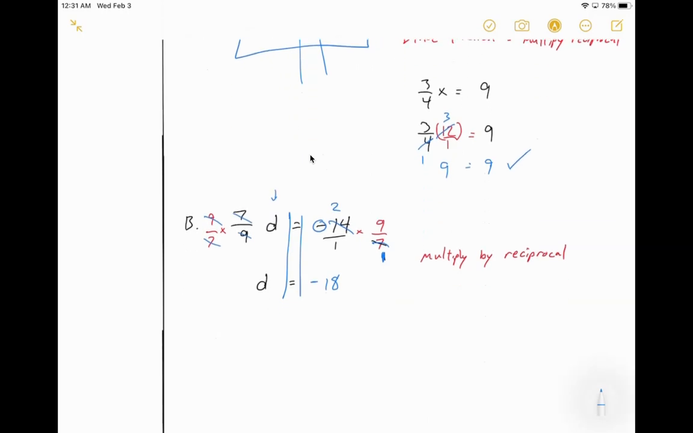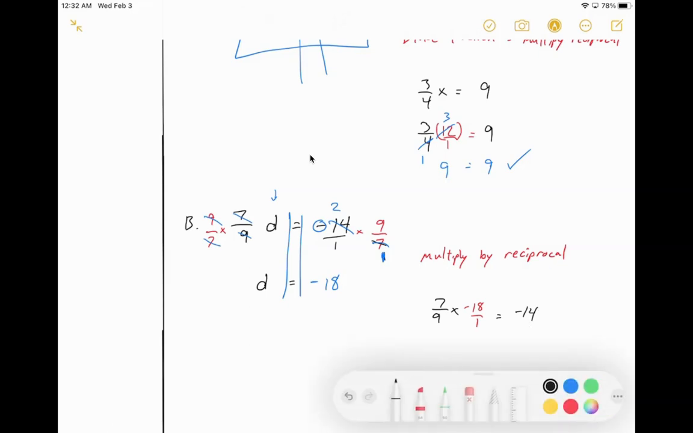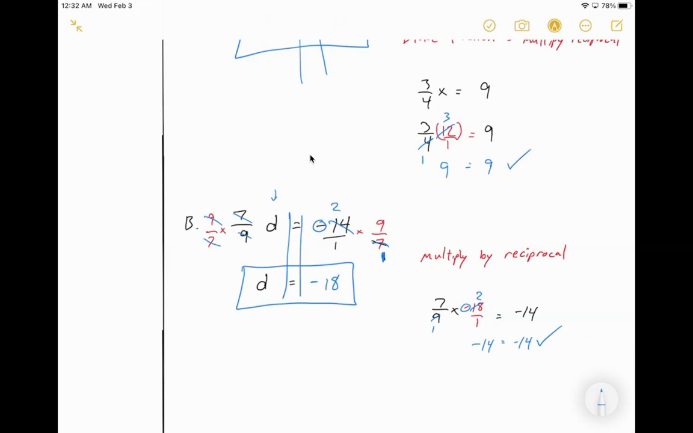Again, let's plug it in. Let's do our check work to see. 7/9 times, and let's put in our answer, which is negative 18. This should equal negative 14. Let's see if it does. 9 cancels, that becomes a 1. That becomes a 2. It's still negative there. Negative 2 times, or 7 times negative 2 is negative 14. So my answer checks out. I can put a box around it. I'm confident that that is it.